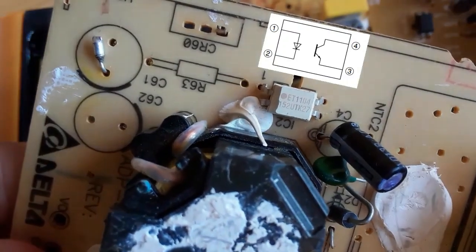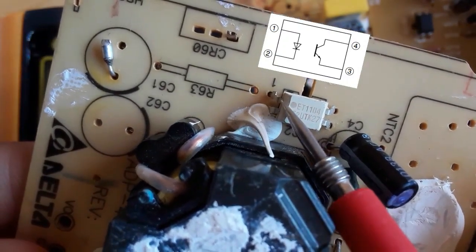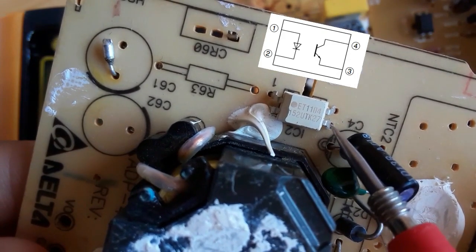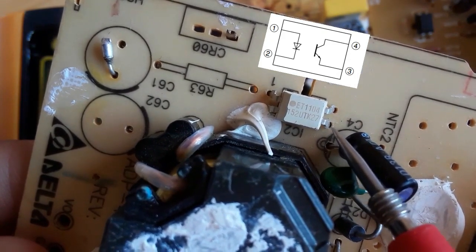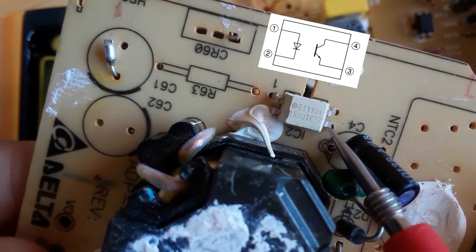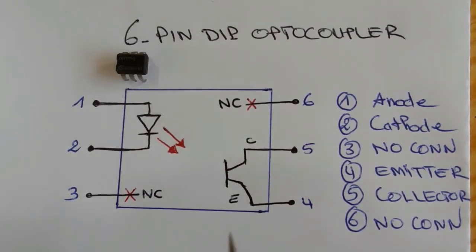Of course I want to add that if you find any short between optocoupler pins, means the optocoupler is shorted. So you should never find a short between pin number 1 and pin number 2 and pin number 3 and pin number 4. Now we're gonna see how to test the 6-pin optocoupler.